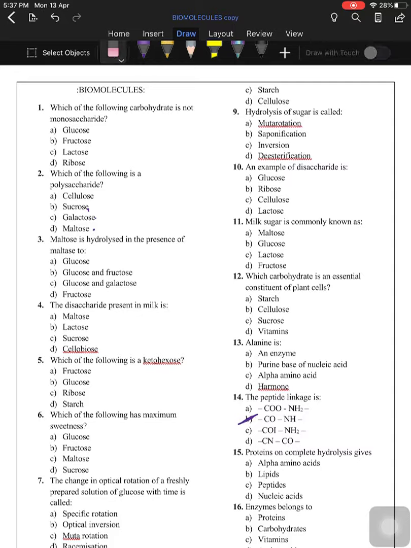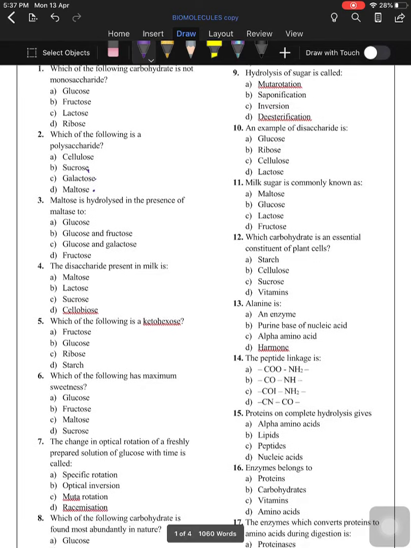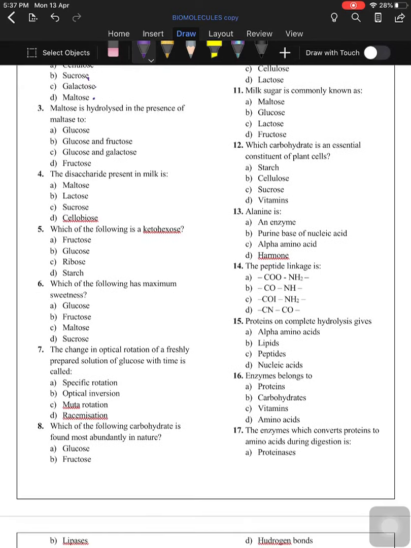Moving on to the 15th question, they have given protein on complete hydrolysis gives a dash. See, protein on complete hydrolysis will form alpha amino acids because amino acids are the major constituent or building block of protein. Therefore, we say protein is a polymer whereas amino acid is a monomer. Enzyme belongs to dash. You know, enzymes are nothing but nitrogenous protein molecules which are responsible for catalyzing biochemical activities. That is the definition of an enzyme. Therefore, for 16th question, option A would have been the right one.